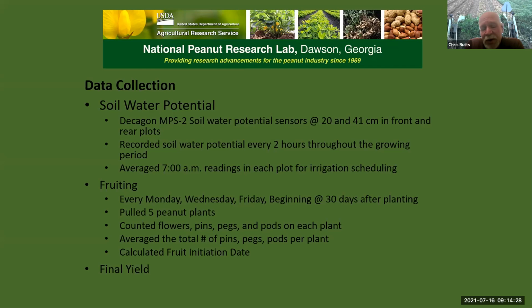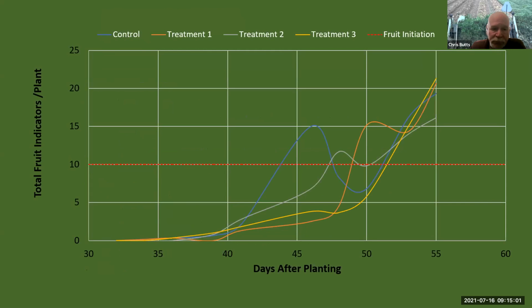and substituted that into the equation and calculated fruit initiation date for each sampling date that we collected samples. After we reached a consistent date for fruit initiation, we stopped sampling, which was somewhere around 60 days after planting. And then we allowed the plots to go to final yield and just took one yield for each plot. So there's no statistical data to go with those yields.